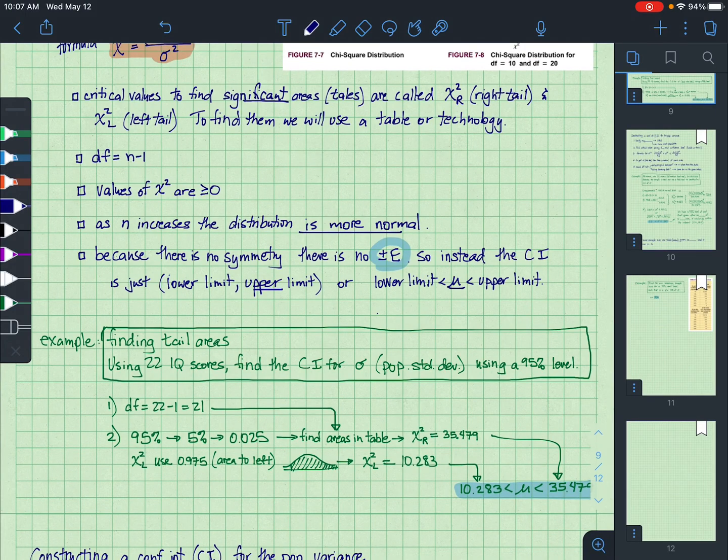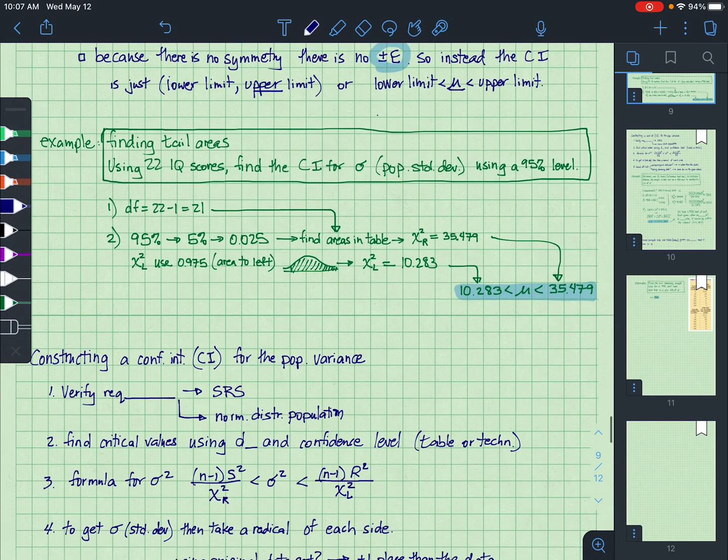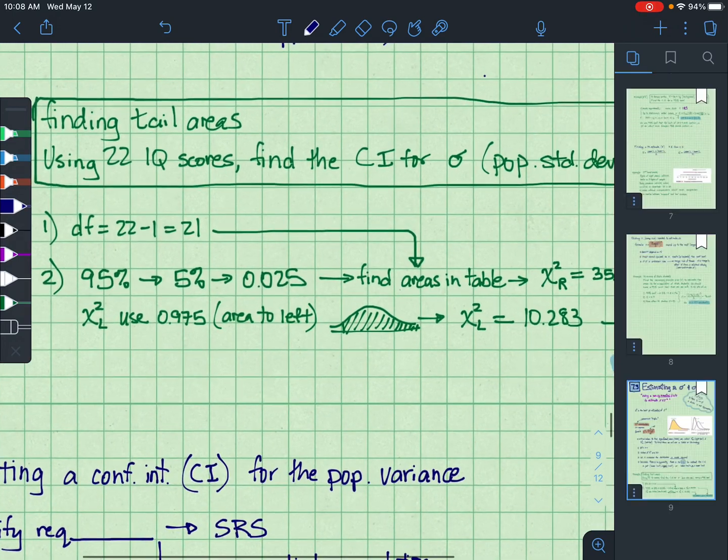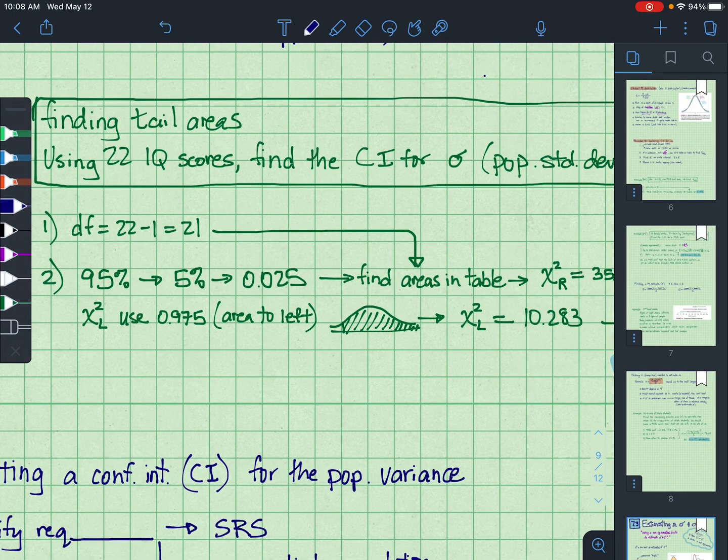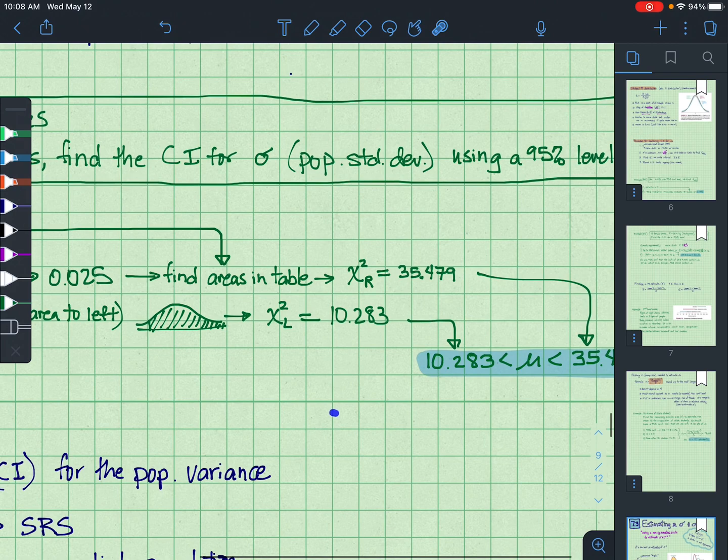All right. So let's dig into an example here. Find the tail areas using 22 IQ scores. It seems to me this had to do with lead in pipes, and they broke people up into high levels of lead exposure, medium, and none. This, I think, is the middle group, which is where this data is coming from. So we want to know the confidence interval for our standard deviation with a 95% level.